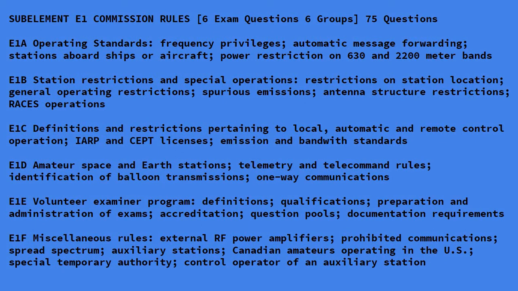Sub-element E1 covers the Commission's rules. 6 exam questions come from the 6 groups out of a possible 75 questions.